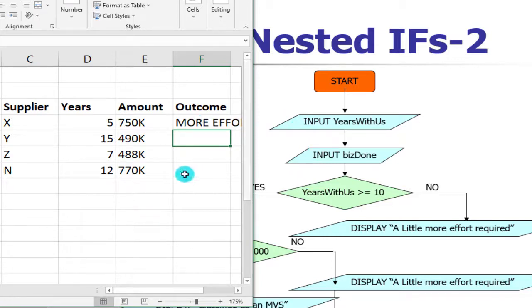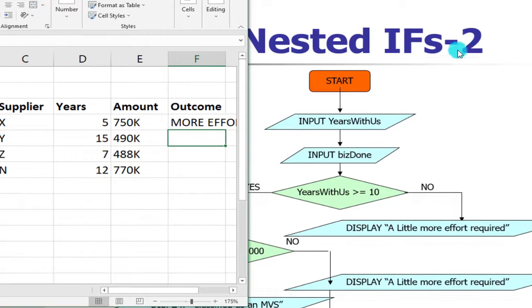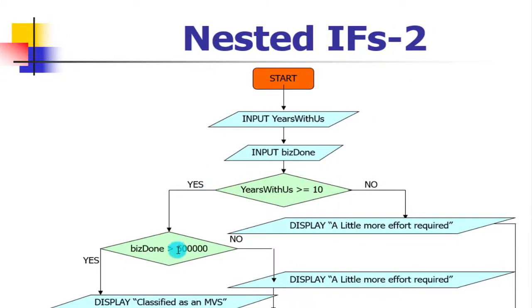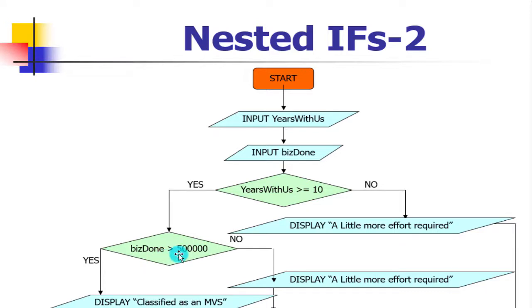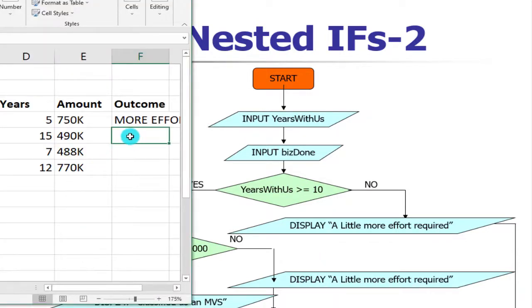We come here and compare this 15 with 10. Is 15 greater than or equal to 10? Yes. Then what exactly are we supposed to do? We check the amount. The amount is 490K. We compare 490 with 500K. Is 490 greater than 500K? No. We have the same output. We tell them a little more effort is required. Here we tell them more effort.